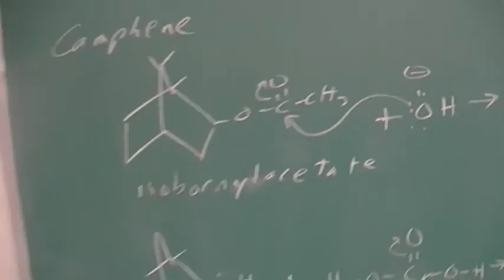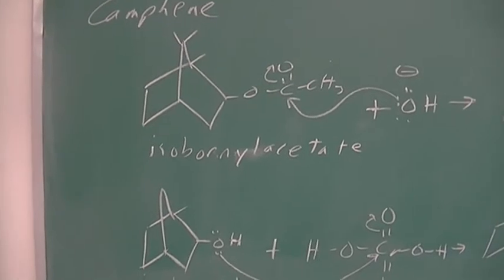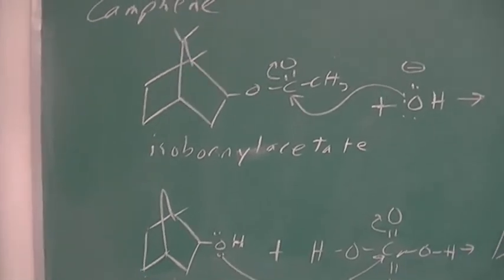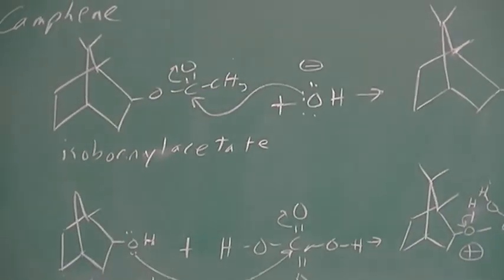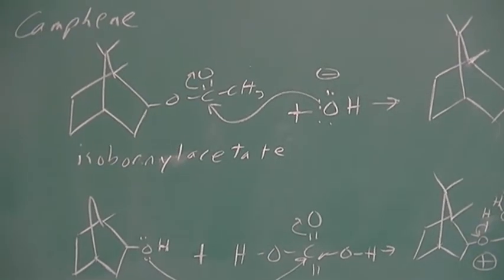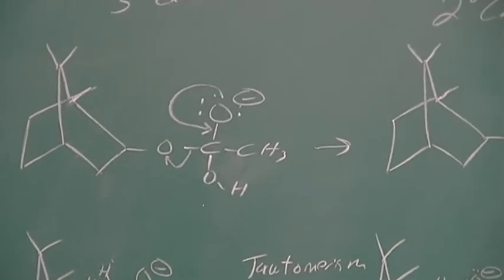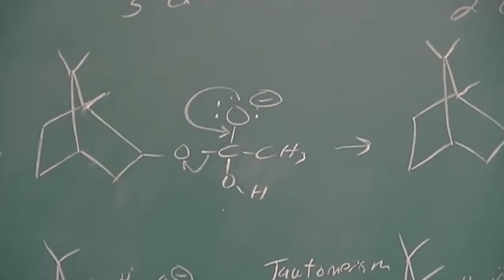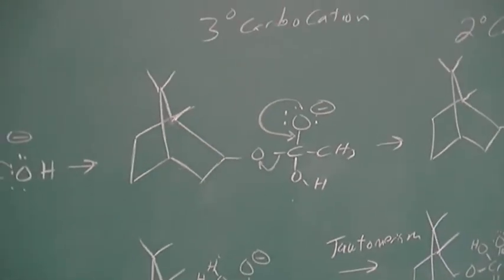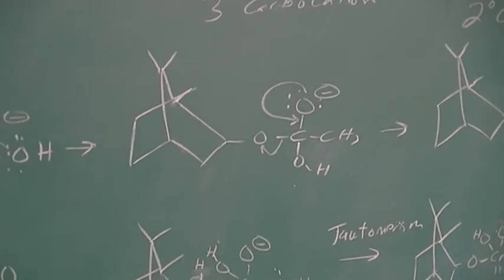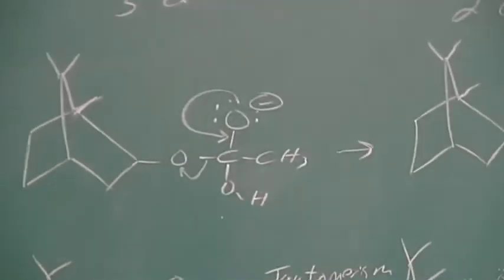All right, and so here we're going to take our product, the isobornyl acetate, and do part B. In part B, we're going to add potassium hydroxide. The hydroxide is going to attack the carbonyl carbon, putting the electrons on the more electronegative oxygen. Then the electrons will come back down and kick out the O that is connected to the bicyclic ring. This is a two-step process, an addition-elimination.